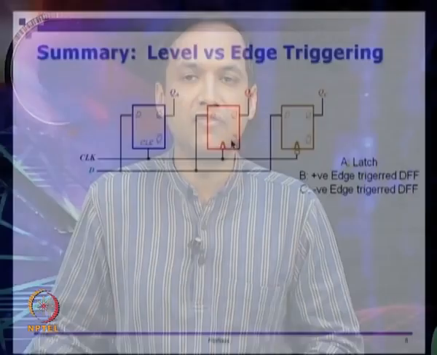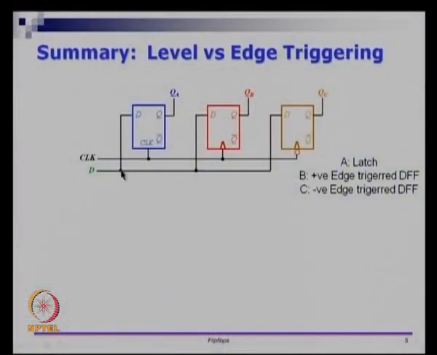So I want to show a quick summary of what level versus edge triggering means. In this circuit I have 3 different sequential logic elements. On the left side you have a latch. A latch is just D, Q and Q bar and an enable signal that comes in. In the middle is the red one, which is a positive edge triggered D flip flop. This flip flop will capture D whenever the clock signal goes from 0 to 1, otherwise it will ignore the changes in D and keep the value of Q.